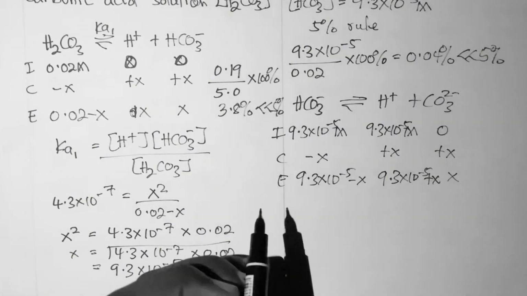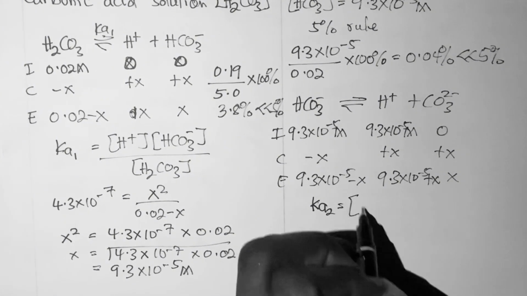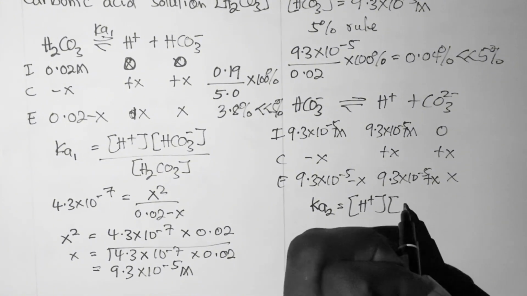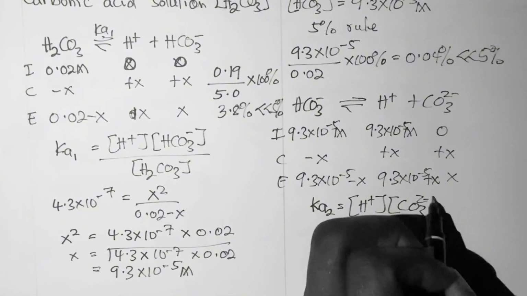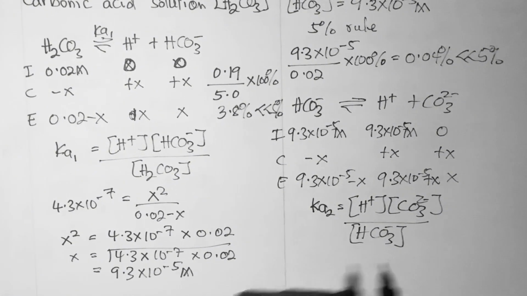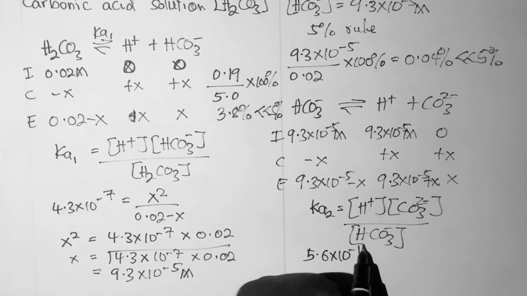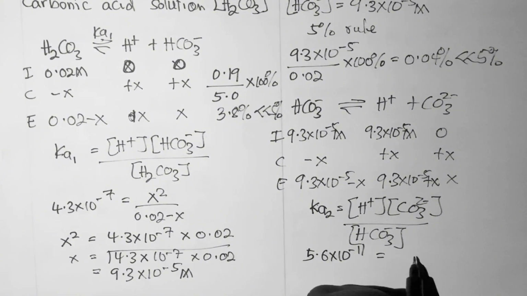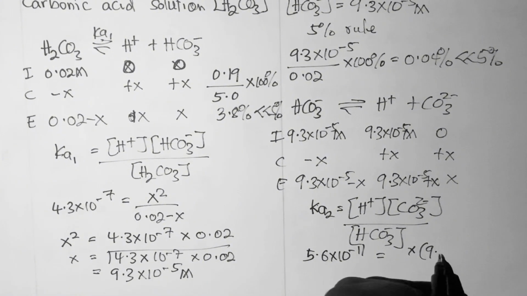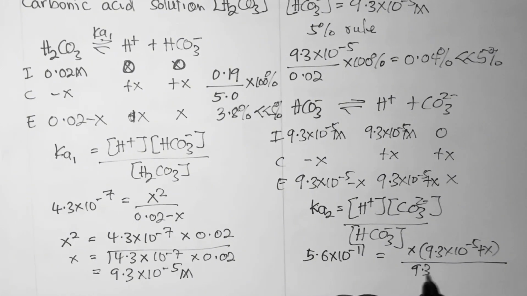So let's write the expression for Ka2. Ka2 is equal to the concentration of the H plus ions times the concentration of the CO3 2 minus ions divided by the HCO3 minus ions. Ka2 for carbonic acid is 5.6 times 10 exponent minus 11. That is equal to x times 9.3 times 10 exponent minus 5 plus x, divided by 9.3 times 10 exponent minus 5 minus x.